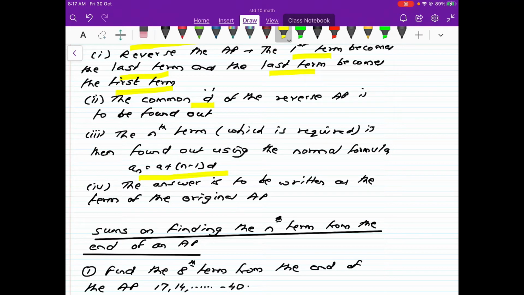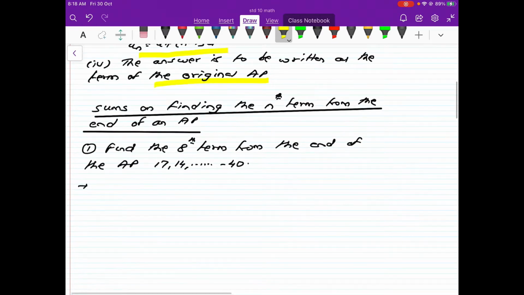Now whenever the result is achieved, we have to write the answer as the nth term from the end of the original AP. So the statement should be perfect. So these are the 4 steps which we have to remember. These are very easy steps and a very easy way of finding the nth term from the end. So we will try to do 1 or 2 sums on this.